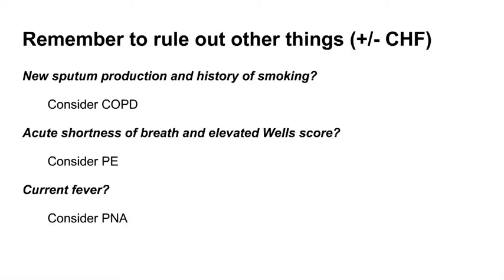Again, I just want to reiterate that it's always important to remember to rule out other things. So while you're going through the history, the physical, and the labs for working up congestive heart failure, also think about asking about sputum production, history of smoking. Maybe this is a COPD exacerbation. Or was the shortness of breath very acute? Did you calculate a Wells score and find it to be very high? This might be something considering more of a pulmonary embolism.